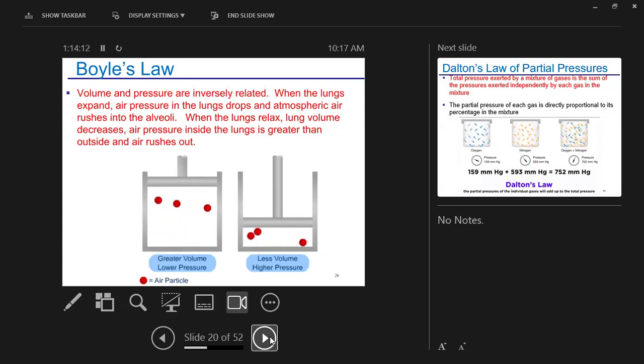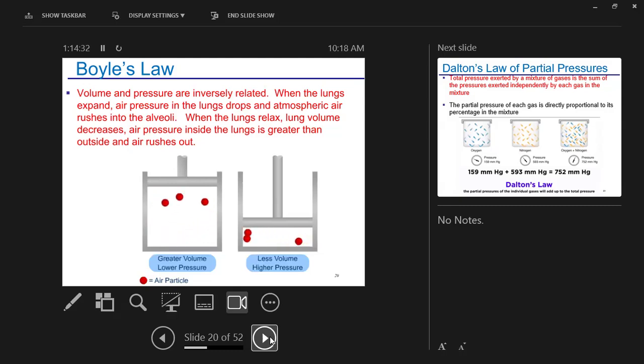Boyle's law describes this by saying that pressure and volume are inversely related. If volume drops, pressure goes up. Think about squeezing the balloon. We squeeze the balloon, the pressure inside gets greater. That describes how our lungs work.